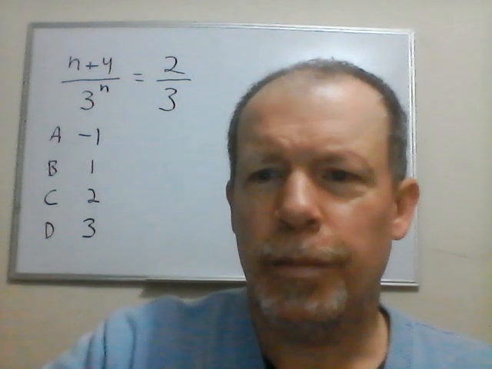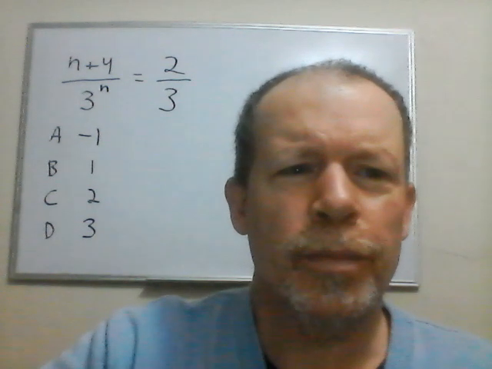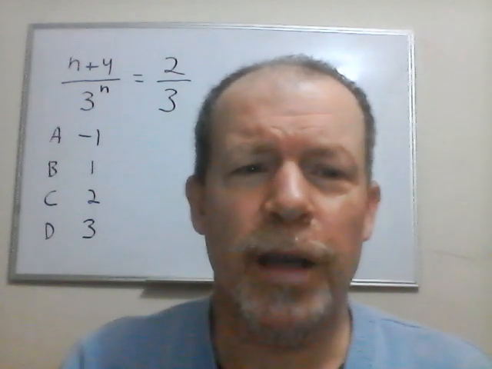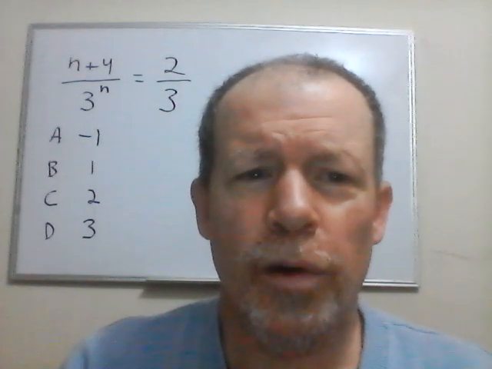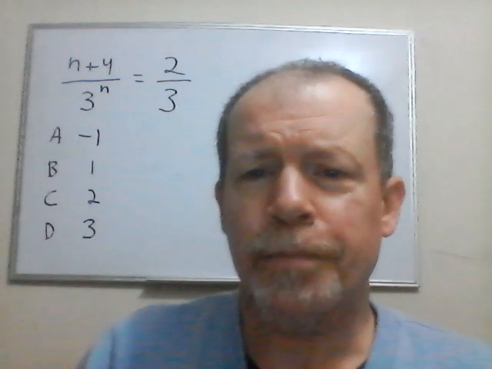Seeking English, S.A.T. Workbook, page 328, problem 2. If n is a positive integer, and (n plus 4) over 3 to the n equals 2 over 3, then which of the following is equal to n?